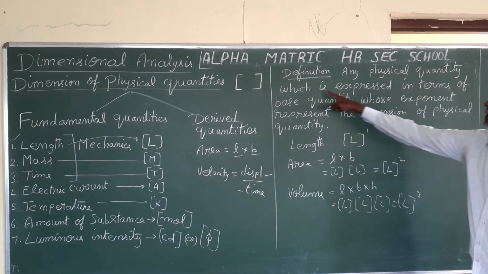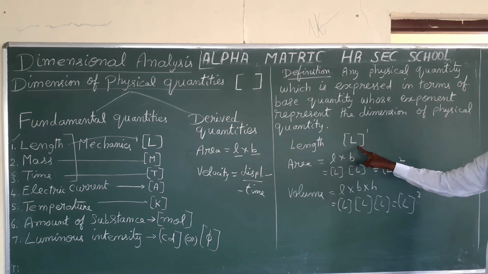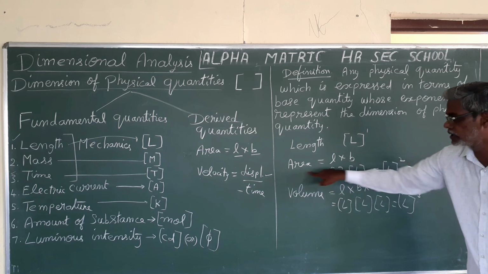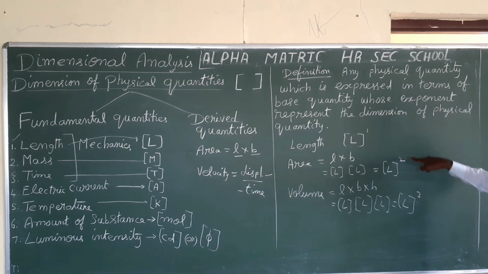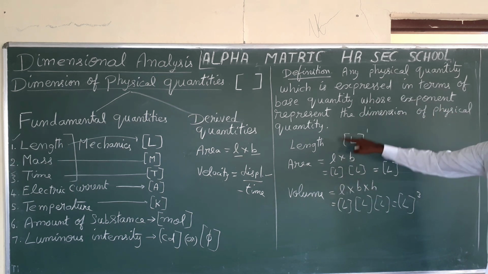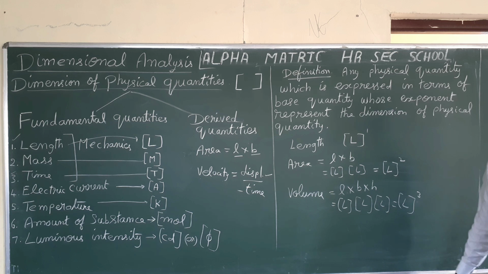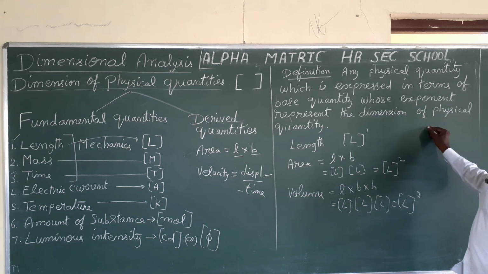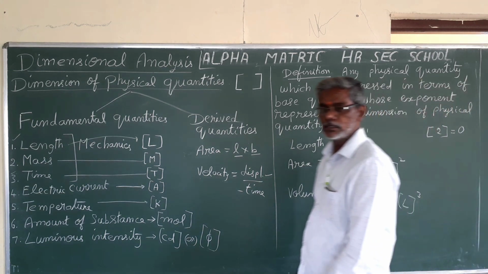Now you see the definition. Any physical quantity which is expressed in terms of base quantities, whose exponents, powers, represent the dimension of the physical quantity. Understood? Now, what is the power for a constant number? What is the power for the constant number? The power is 0. The constant, the power will be what? 0.